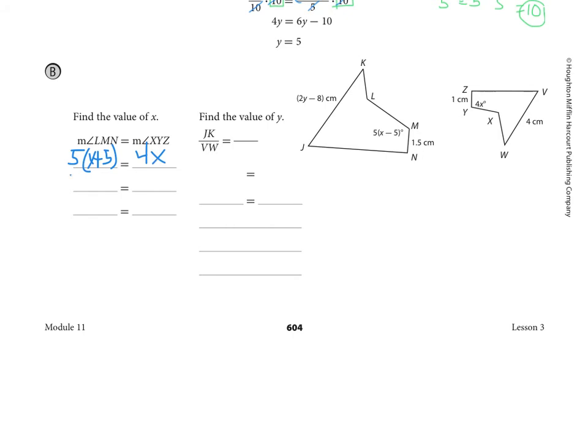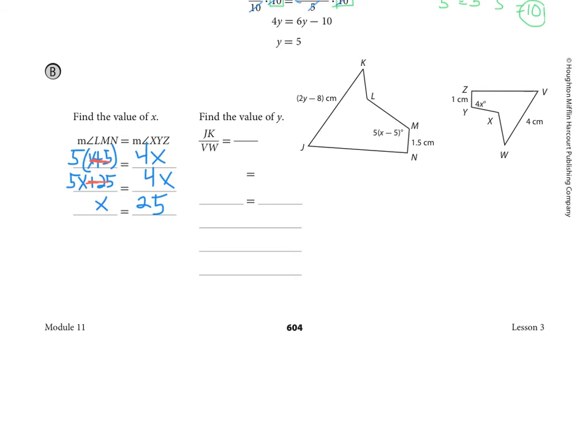So distributing, 5x plus 25 is going to equal 4x, and solving, x will equal 25. Oops, actually you guys, I'm sorry. This should have been a minus sign all along. That's 5x minus 25, and so there, now we get x is positive 25. Sorry about that. Then we're going to go over and find the value of y.